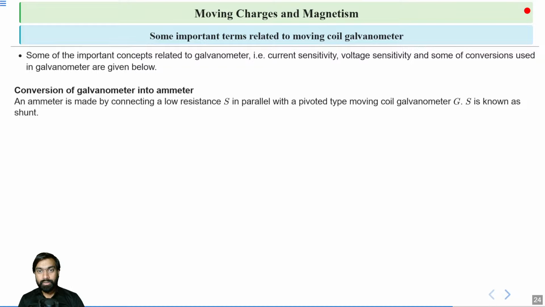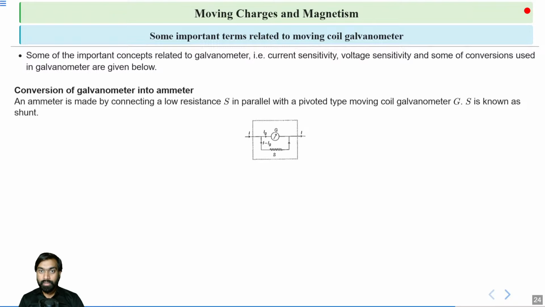Moving coil galvanometer, a very sensitive device that can detect tiny currents. But what if you want to measure larger currents like those in everyday electric circuits? The galvanometer alone can't handle big currents because its coil is delicate and might get damaged.